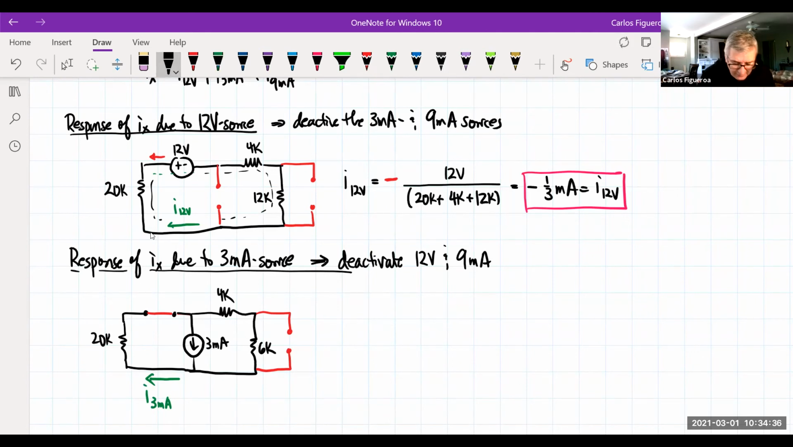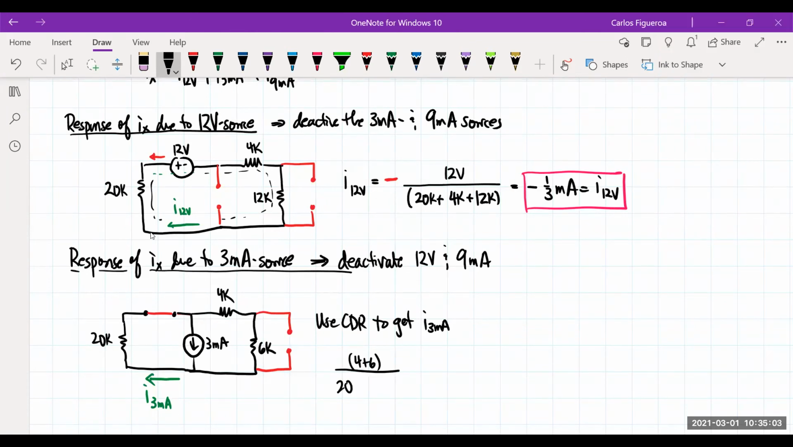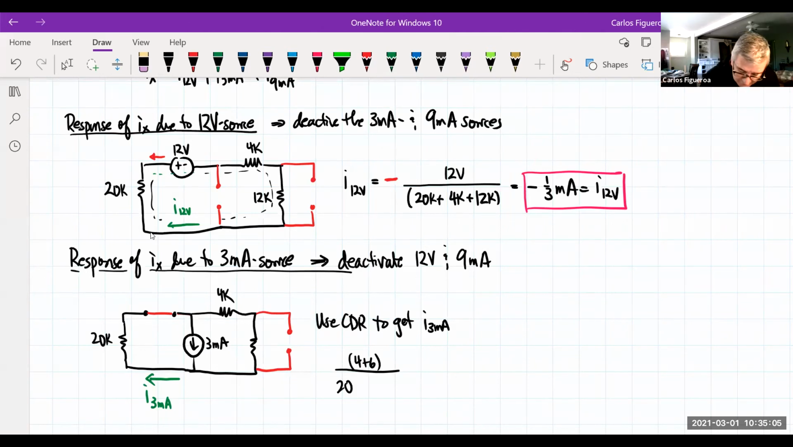So then what am I going to do? Well, you could see that I have 2 parallel resistors. So what am I going to use? I'm going to use CDR to get I of the 3 milliamp source here. So here I go. So I want the opposite resistor to 20. So that should be the 6. So I'm going to get what? So I have the 4 plus the 6 divided by the sum of the 2, which... That 6 should be a 12. That 6 should be a 12? Okay, thank you.